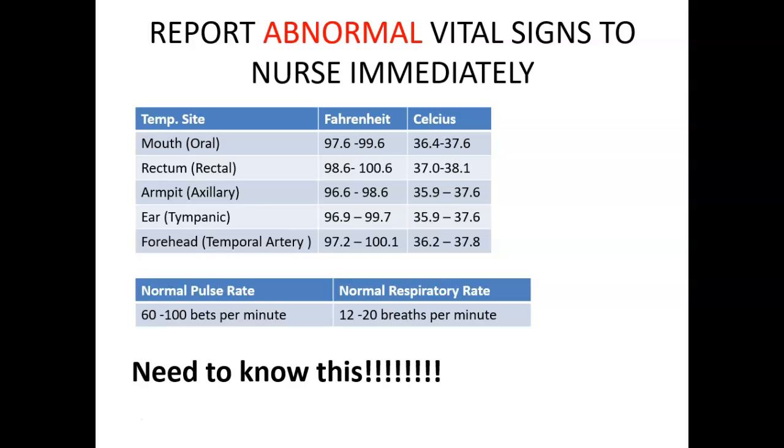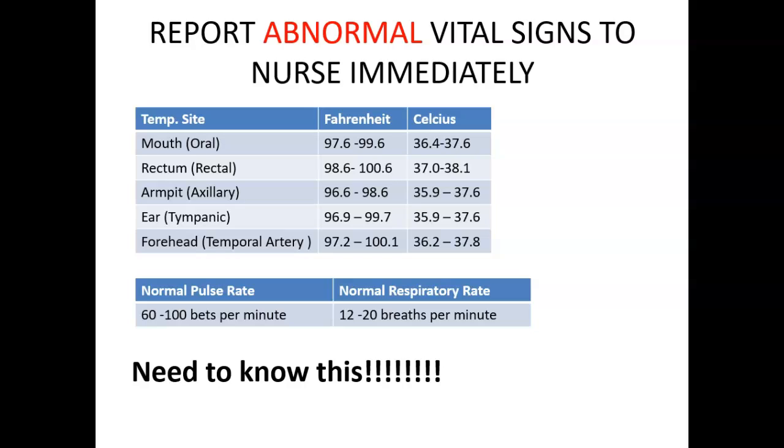The first box is temperature sites. You can take a temperature orally, rectally, axillary, tympanic, or temporal. And then there are different ranges. In the United States, we use Fahrenheit. In other countries, a lot of them have switched to Celsius. But you can see that the rectal runs a little bit higher, the normals go higher, and the armpit and the tympanic run a little bit lower.